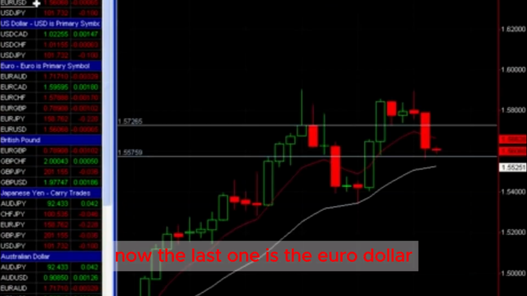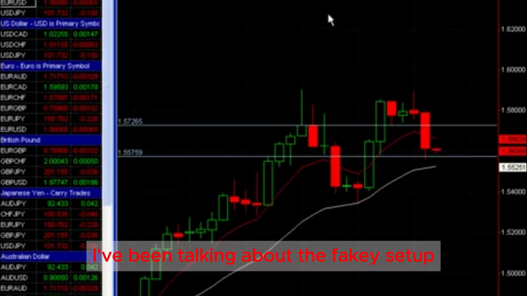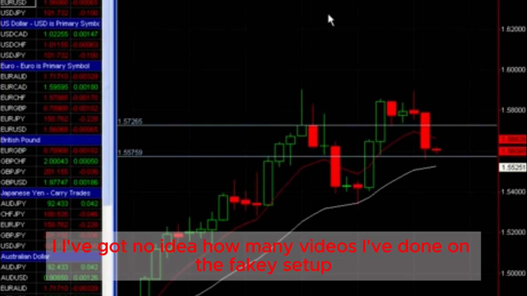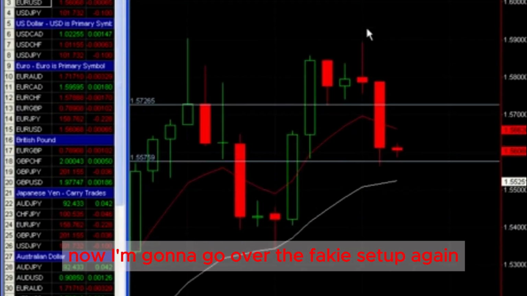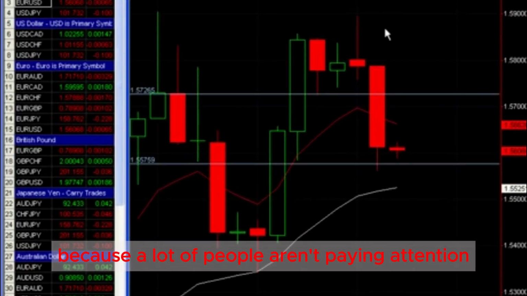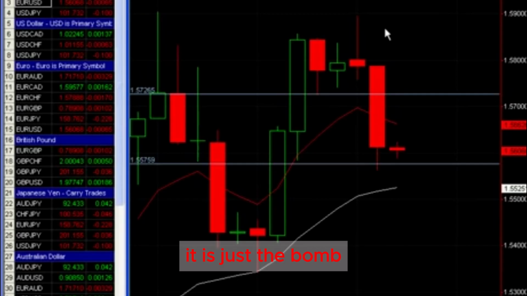Now the last one is the euro dollar. I've been talking about the fakie setup. I've got no idea how many videos I've done on the fakie setup. Now I'm going to go over the fakie setup again because a lot of people aren't paying attention. This setup has like 80 to 85% expectancy. It is just the bomb.